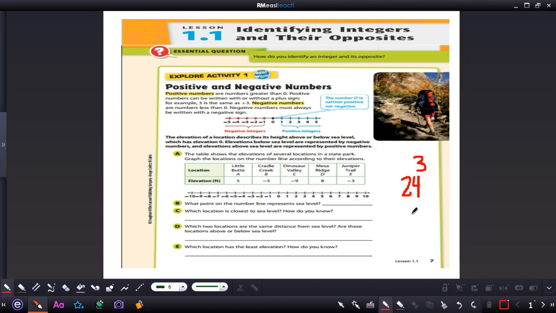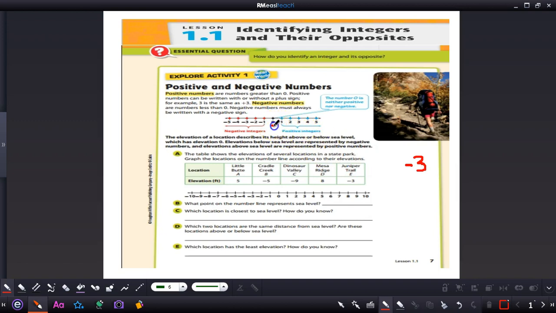As far as negative numbers, they're numbers less than 0. So negative numbers must always be written with a negative sign. So unlike positive numbers, you need to have a symbol in front of it to make sure we know that it is negative. So if I have the number 3 there, and it's a negative number, I have to write -3.